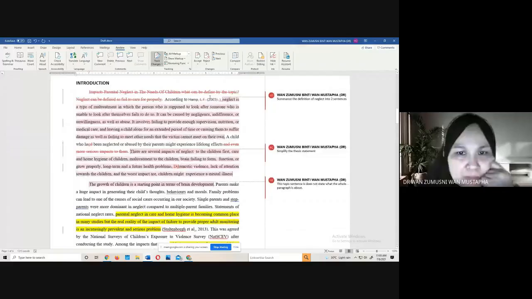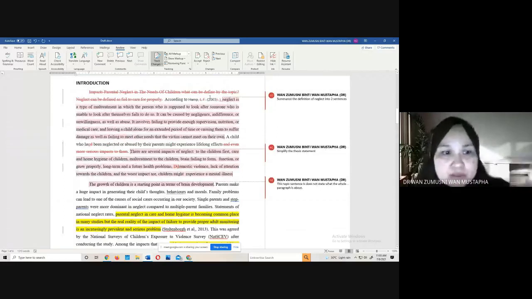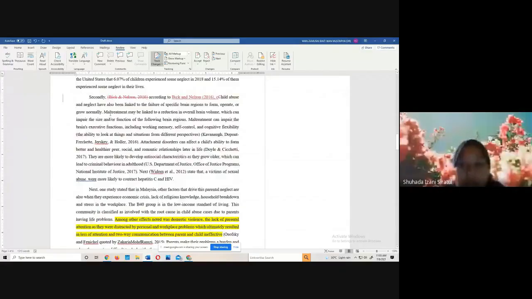Maltreatment, okay, the impact of parental treatment can impair the brain's executive function. Alright. Faham tak apa yang you buat ni? Do you understand? Neglect and abuse by their parents might be linked to too. They will affect, itu their impact dia.